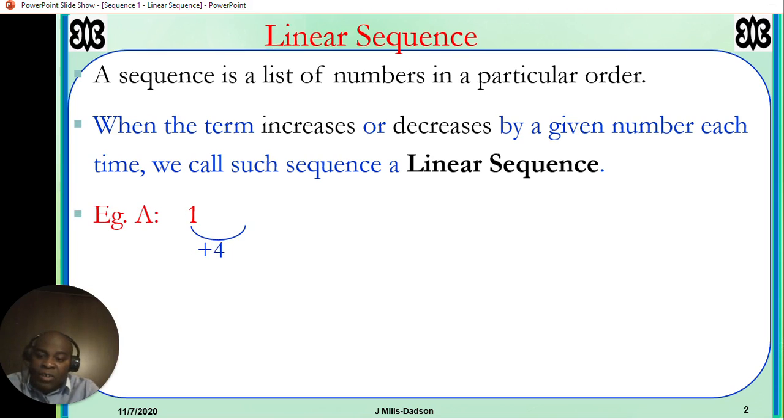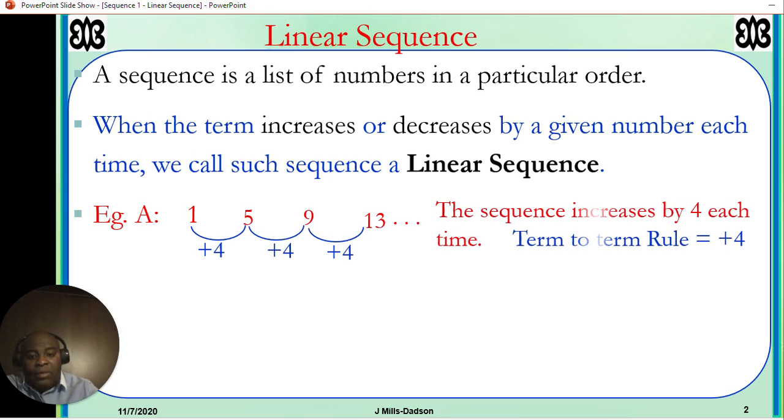Suppose I start a sequence with 1 and I keep adding 4 each time. I will get a sequence of 1, 5, 9, 13, and that carries on. We could then say that the sequence increases by 4 each time, and the term-to-term rule is adding 4.